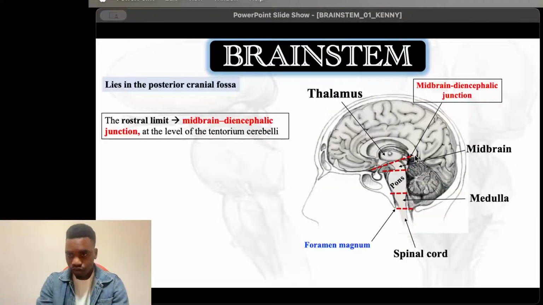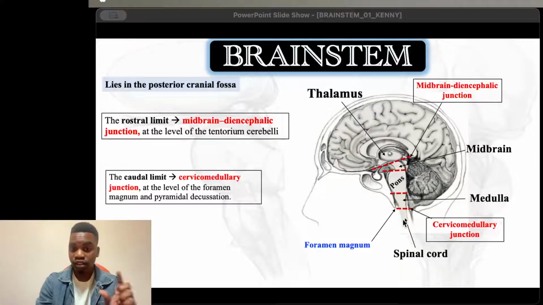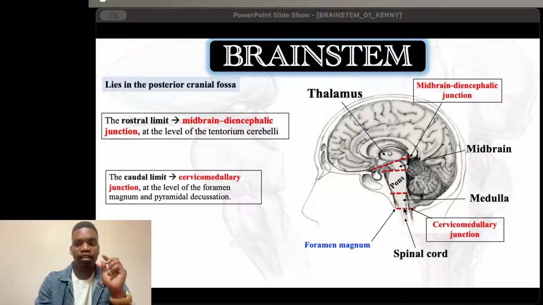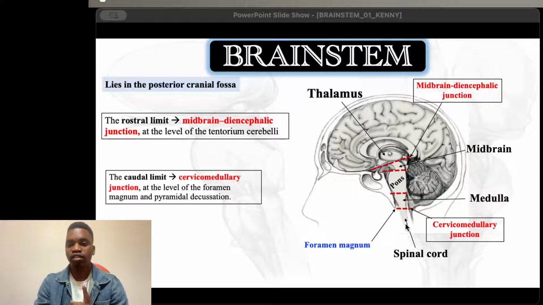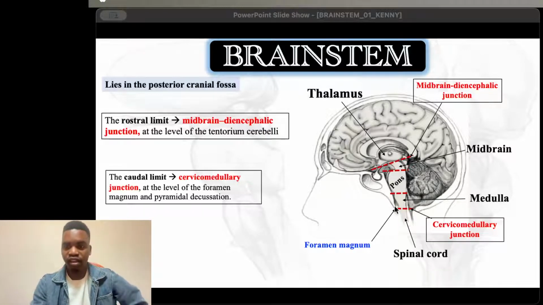So the upper junction here is known, as I've said, as the mesencephalic diencephalic junction, or midbrain diencephalic junction, and the lower one here is known as the cervical medullary junction. Why? Because it's the junction between the cervical part of the spinal cord and the medulla. So these are the major limits, the proximal and the distal limits of the brainstem.